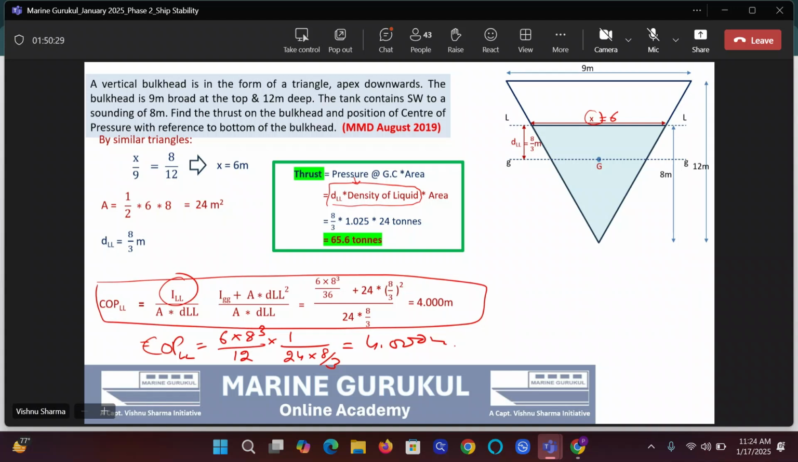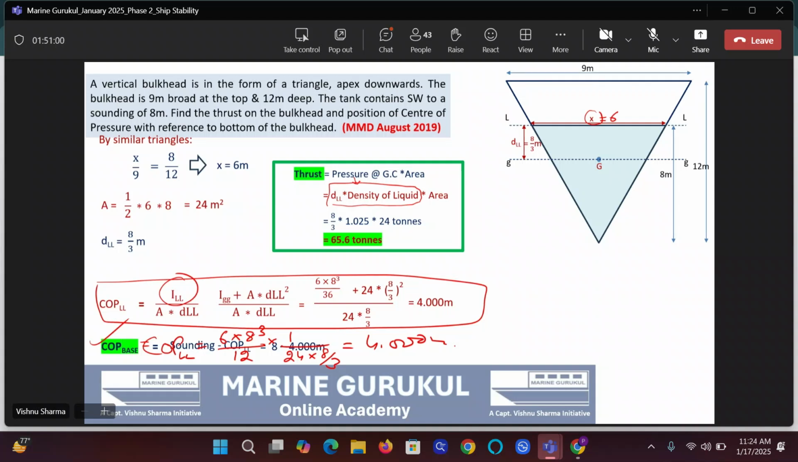Anybody has any doubts on question number 2? It's an MMD question, August 2. Tell me. We got this COP as 4 meters, but in the question it was asked differently. COP from the base is equal to 8 minus 4, equal to 4 meters. The last line is coming up here, beta. You'll give COP from the base. Yes, sir. Okay, sir. Thank you.